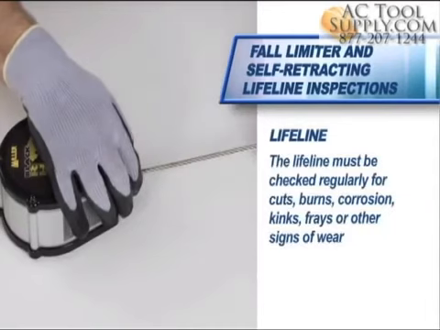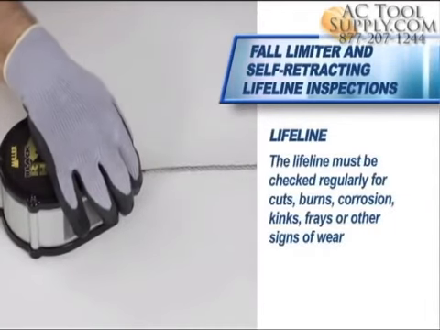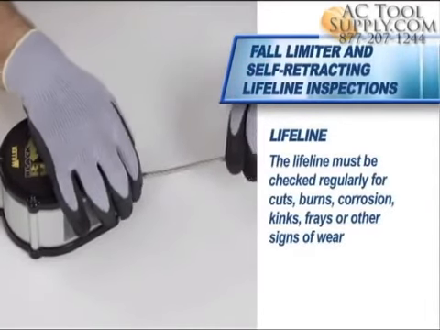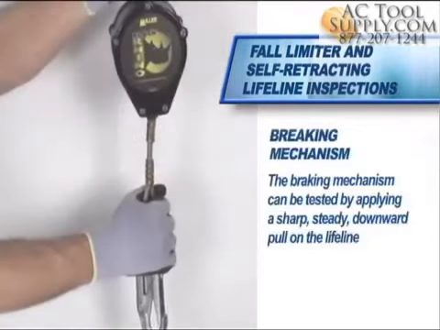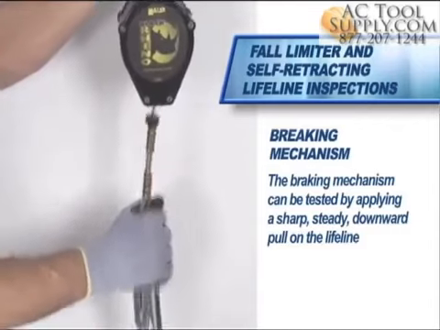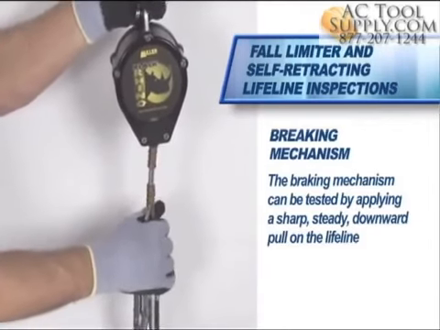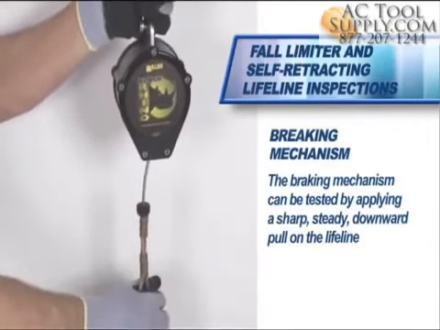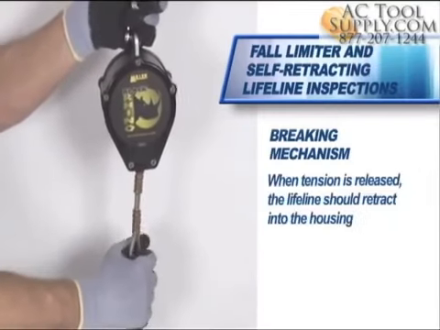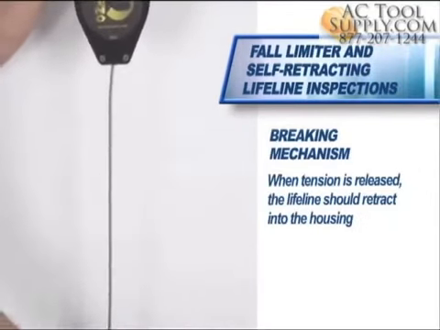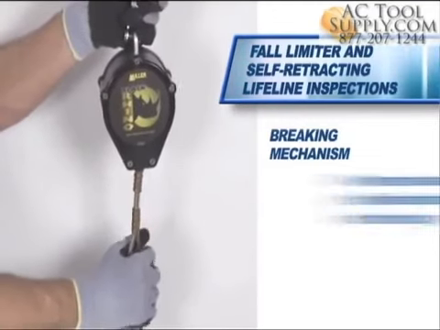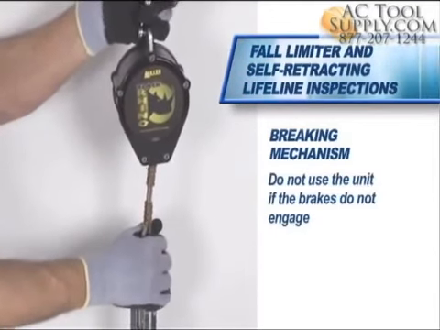The lifeline must be checked regularly for cuts, burns, corrosion, kinks, frays, or other signs of wear. The braking mechanism can be tested by applying a sharp, steady downward pull on the lifeline. There should be no slippage, and when tension is released, the brake should disengage and the lifeline should retract into the housing. Do not use the unit if the brakes do not engage.